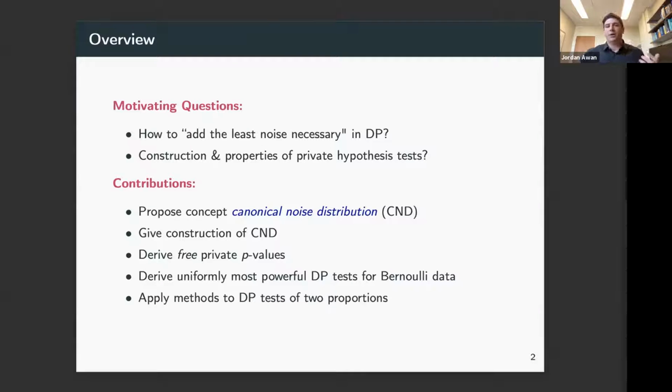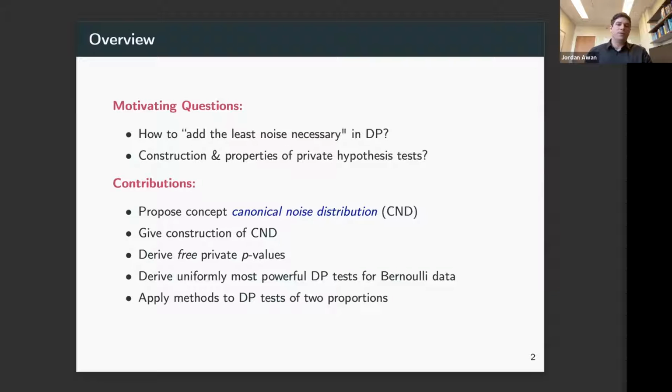And then a seemingly unrelated problem is the construction and properties of private hypothesis tests subject to the constraint of differential privacy. And it turns out that these two seemingly unrelated questions are actually very closely related through this new concept we proposed called a canonical noise distribution, or CND. Now we define it with a certain list of properties we would like. There's no reason to think such a thing necessarily exists. So we give a construction that we can always produce a CND.